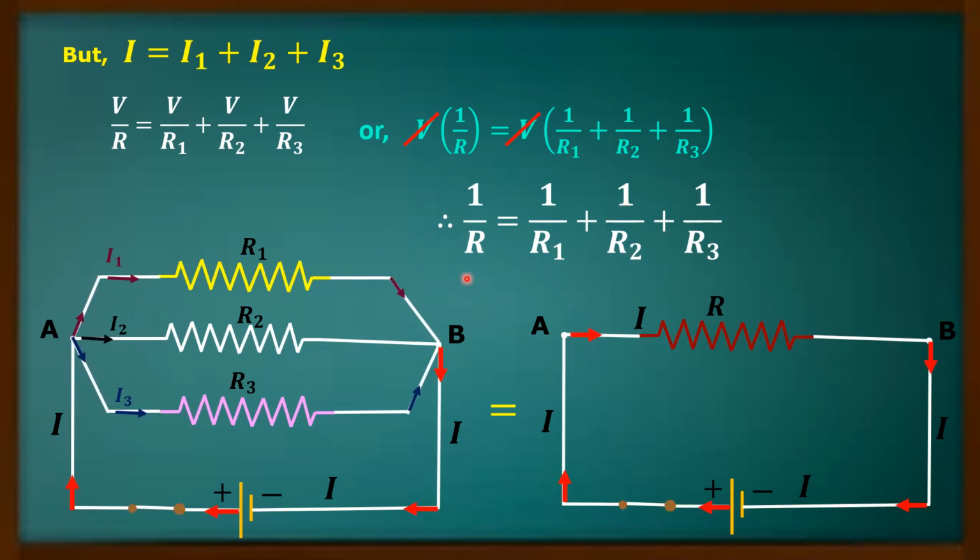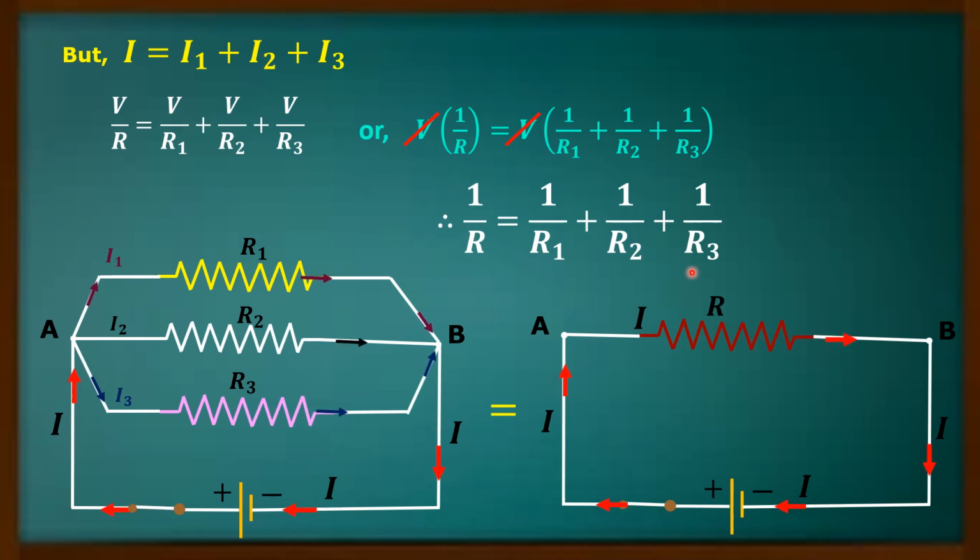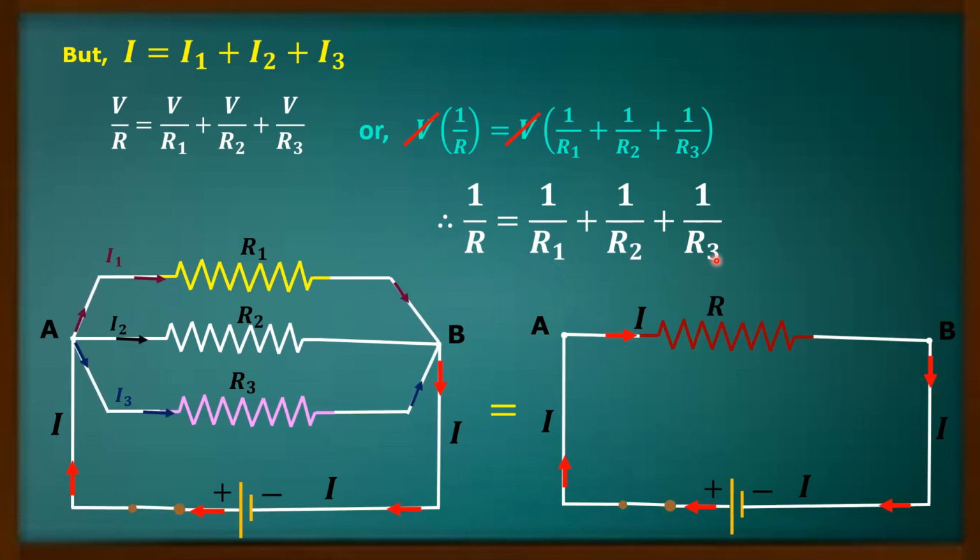This is the required formula in case of parallel connection of the resistors. Here I have taken only 3 resistors, and we can take as many resistors as you want, and the formula will only be extended like plus 1 by R4 plus 1 by R5 like this. Okay, so in this formula, R is the resultant or equivalent resistance of the resistors R1, R2 and R3 which are connected in parallel.